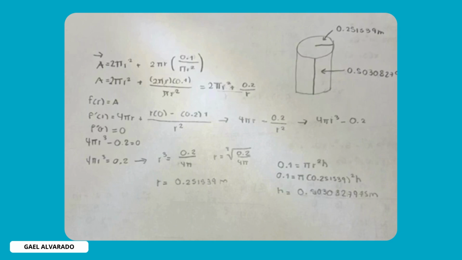Then, when we get this, we need to simplify the second part. We get 2 pi times 0.1 over pi and radius squared. We can cancel the pi and one radius to get 2 pi radius plus 0.2 over radius.